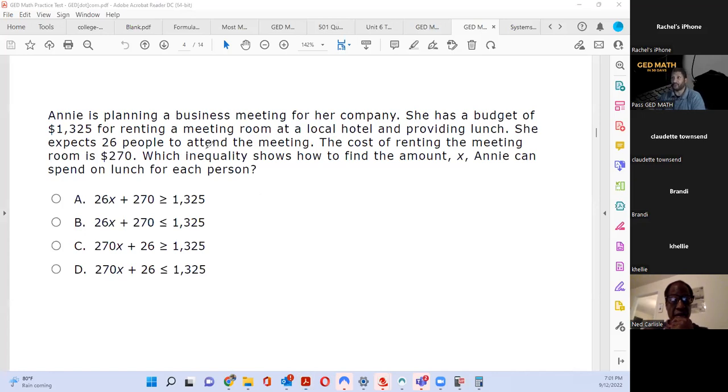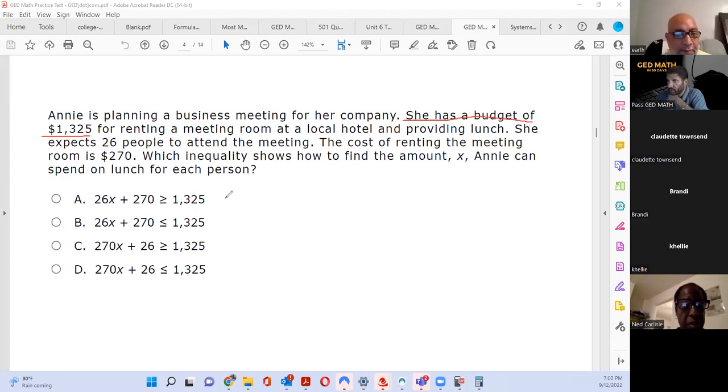Identify the givens. Annie is planning a business meeting for a company. She has a budget of $13.25. What does a budget mean? Can I spend more than $13.25? No. So what options can I get rid of immediately? The ones that are greater than. Right. Which ones are those? A and C.